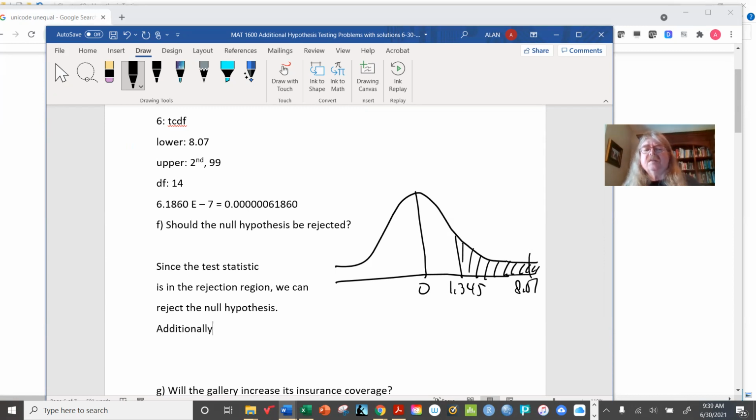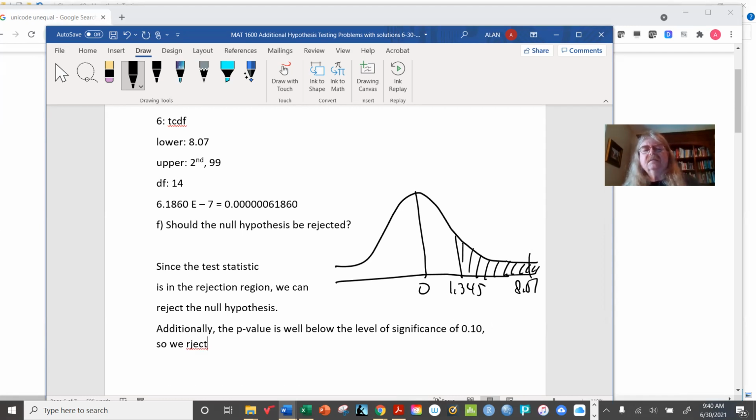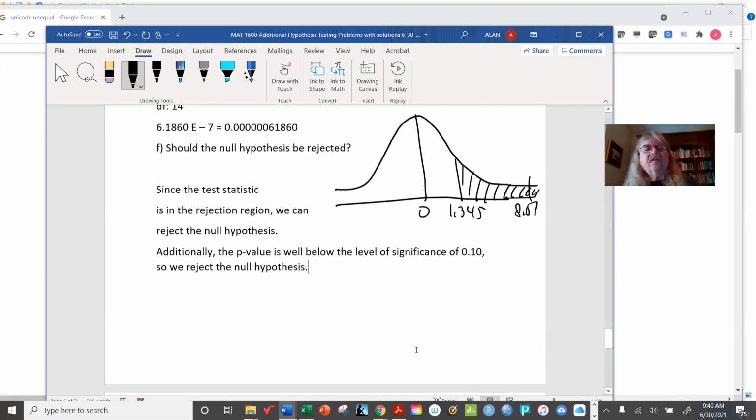Additionally, and you don't need both of these, by the way, one or the other is enough. I don't want to give you the impression that you must do both. One or the other is good enough, okay? Because they're actually giving us the same information. Additionally, the p-value is well below the level of significance of 10%, so we reject the null hypothesis. And therefore, the logical conclusion of all this is that will the Gallagher increase its insurance coverage? The answer is yes. Okay, that was the whole purpose of all of this.